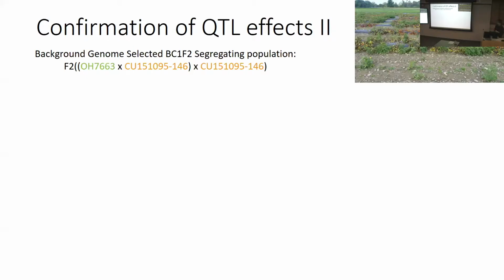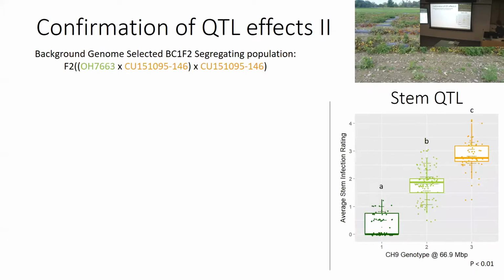So we put a segregating population out, which is the self-progeny of that BC1 individual. And for the stem trait, again, we see nice separation here, where as you move from the Cornell genotype to the Ohio genotype, you become more susceptible to the disease.